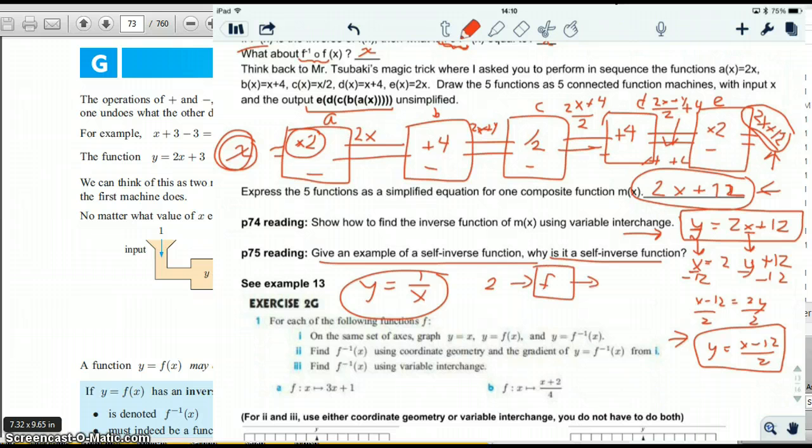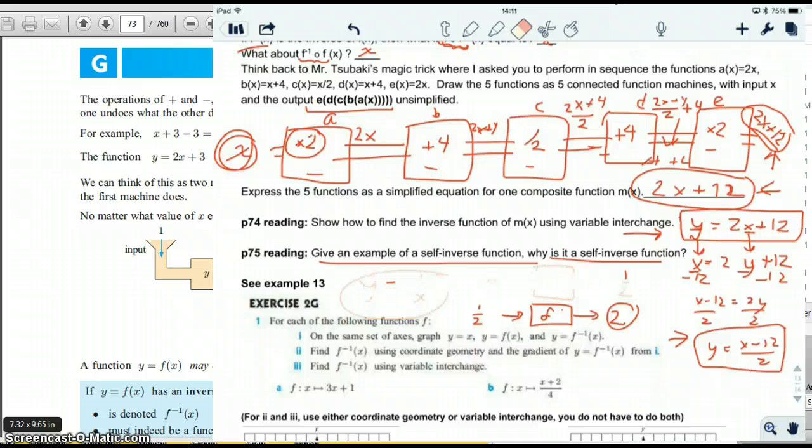What do you get out? 1/2. What if you put it through again? You put 1/2 in, and then what do you get out? You get 2. So if you put it through the function twice, you get itself back. Okay, so that is a self-inverse function, a function which is its own inverse.